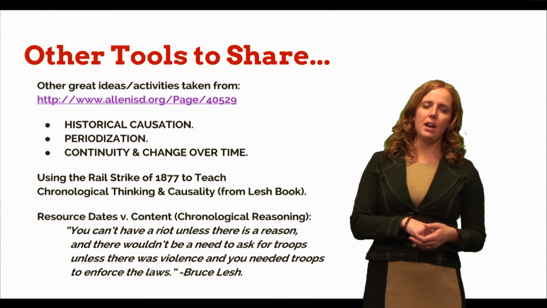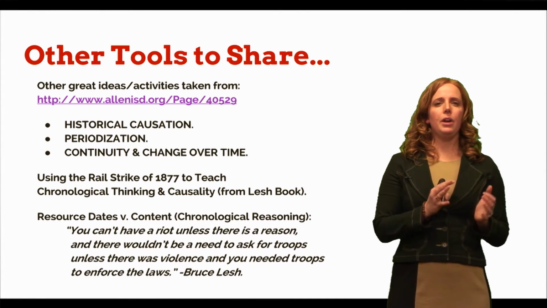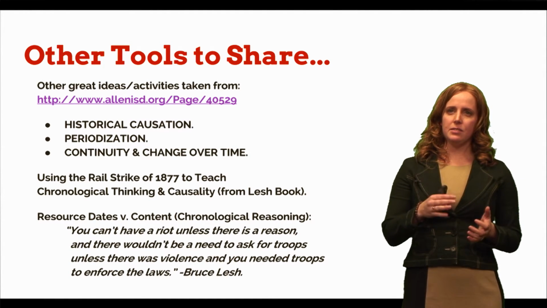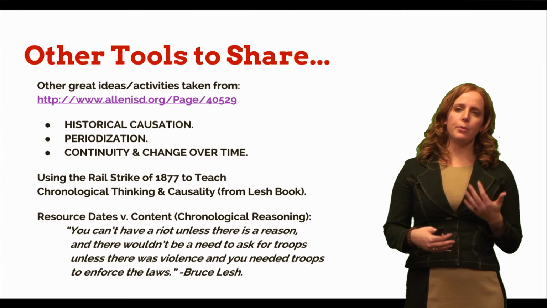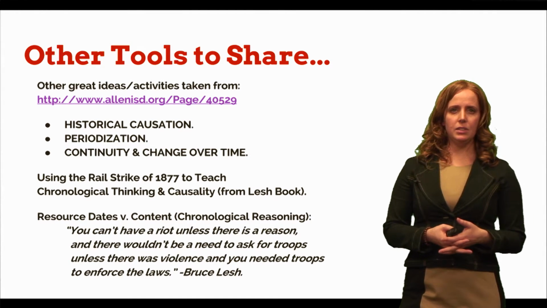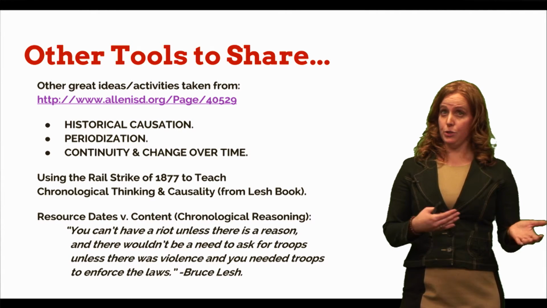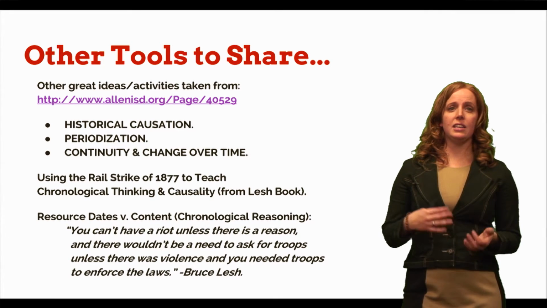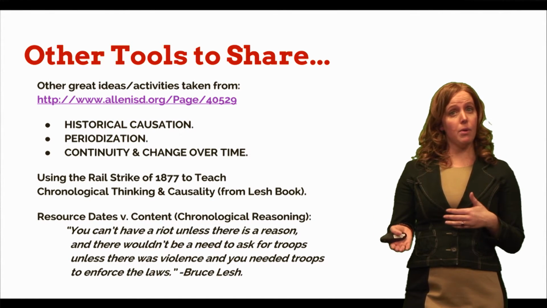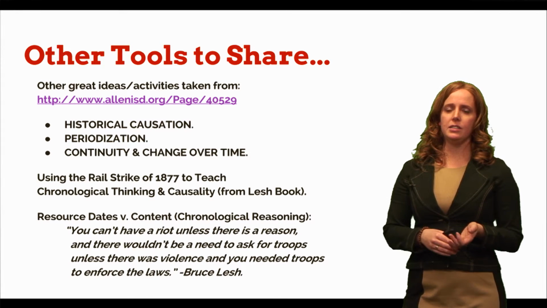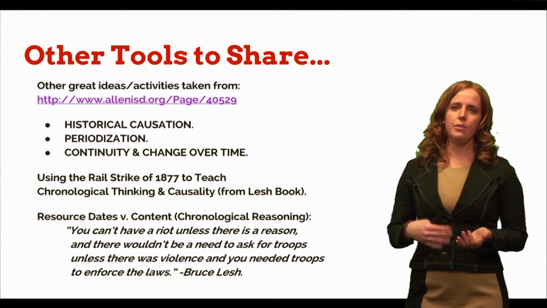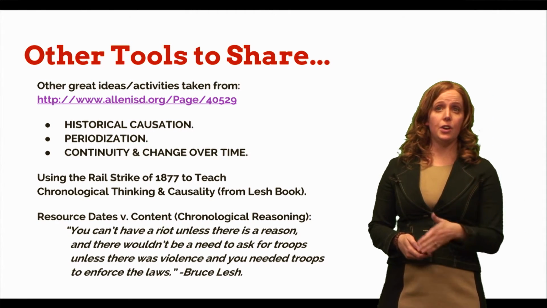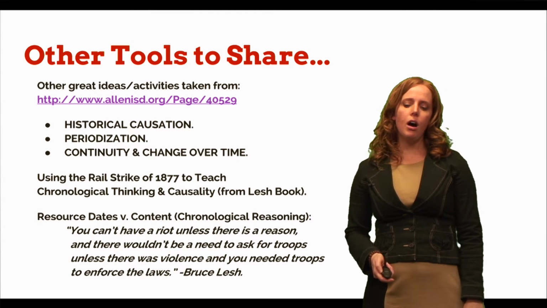The quote there at the bottom of the screen is from one of the examples that he gives for the rail strike of 1877. He tells the story, and then the kids have to research and dive into it. And he says, really, you're not going to have a riot unless there's a reason to have a riot. There has to be something that angers people to have them riot. And you're not going to need to ask for troops unless there's violence and rioting going on, right? So really just encouraging kids that even in reading a story or a narrative, you can easily identify the chronology behind it, and then look at the causation. What is the root cause that leads to all of those other events?